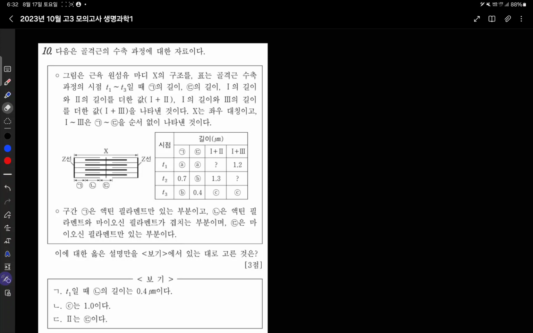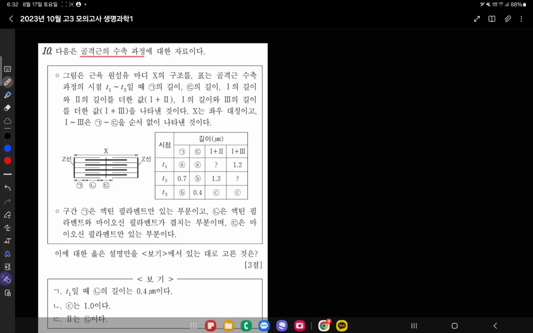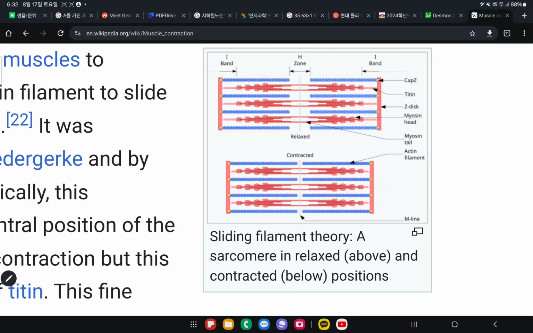Hello everyone. In this problem, we are looking at the process of muscle contraction. So when muscle contracts, the myosin head slides through the actin filament, so the overall length of the sarcomere shortens.